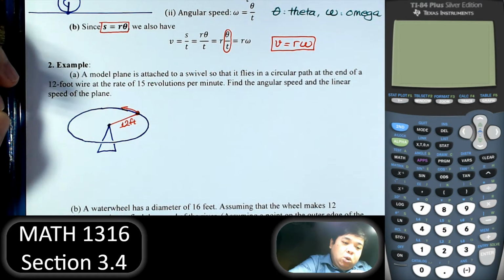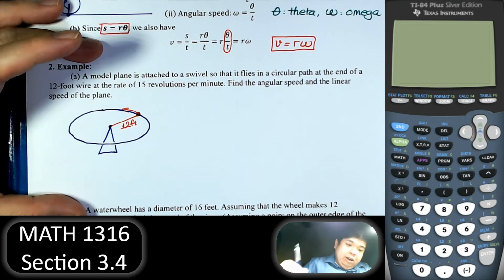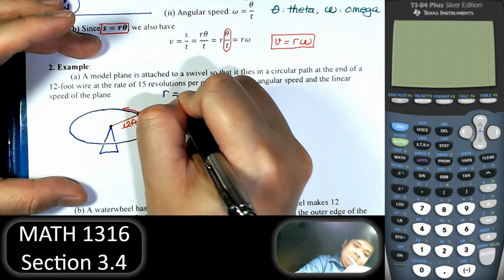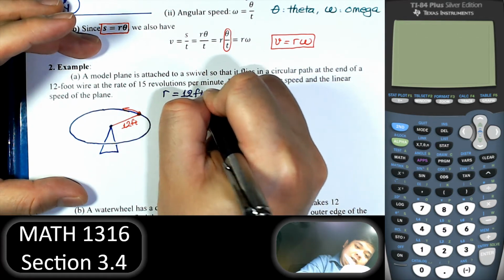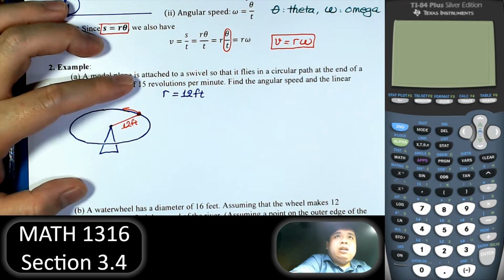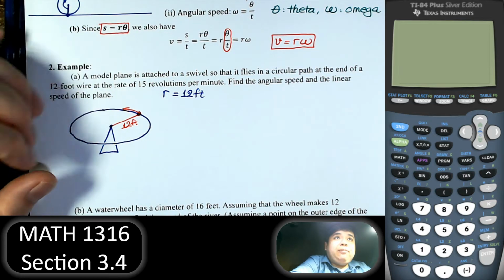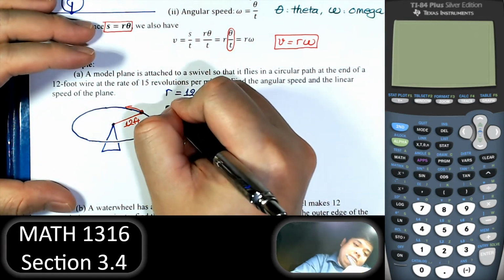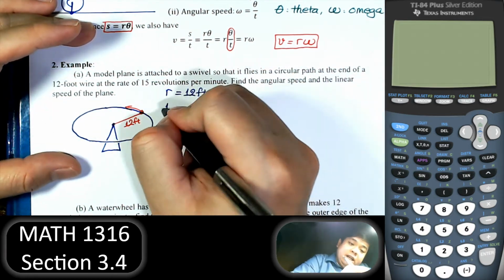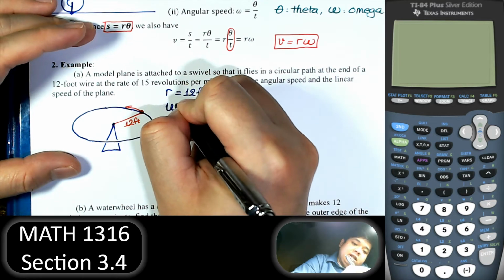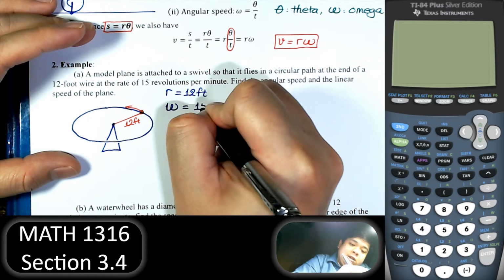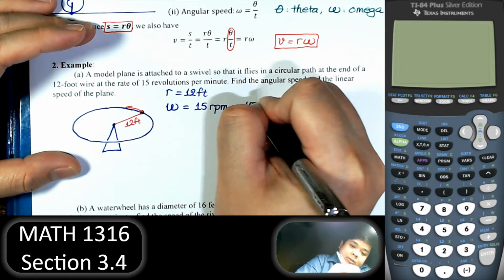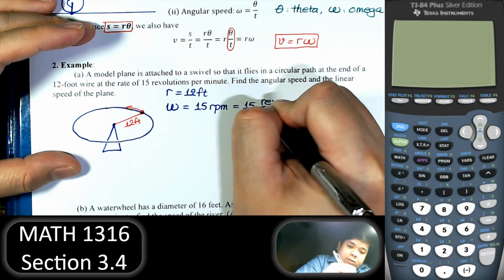Right, so what do we have? First of all, r is equal to 12 feet. That's easy. Next, we have 15 revolutions per minute. So what is that? Of course, that is RPM. So we have 15, and that actually is going to be the angular speed. 15 RPM, or we mean 15 revolutions per minute.